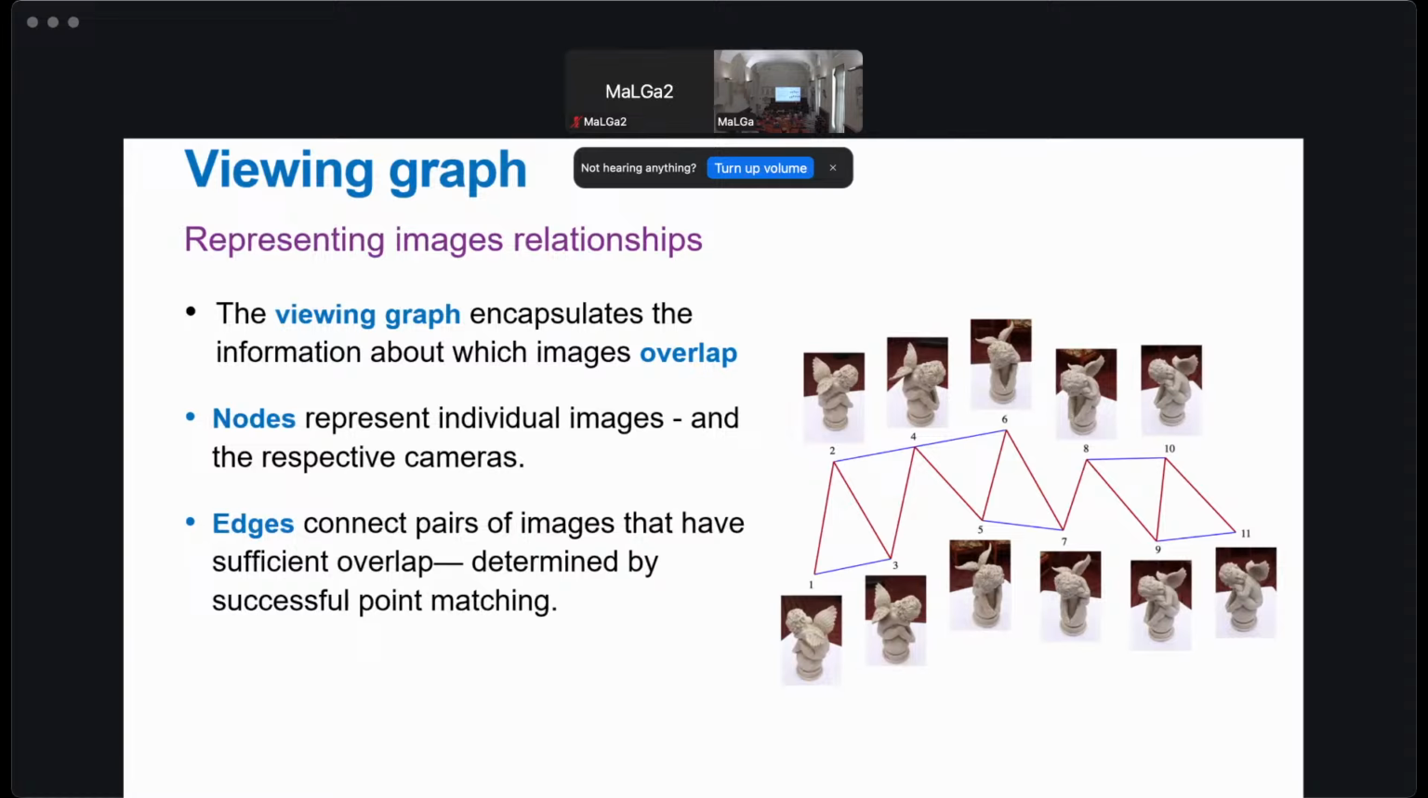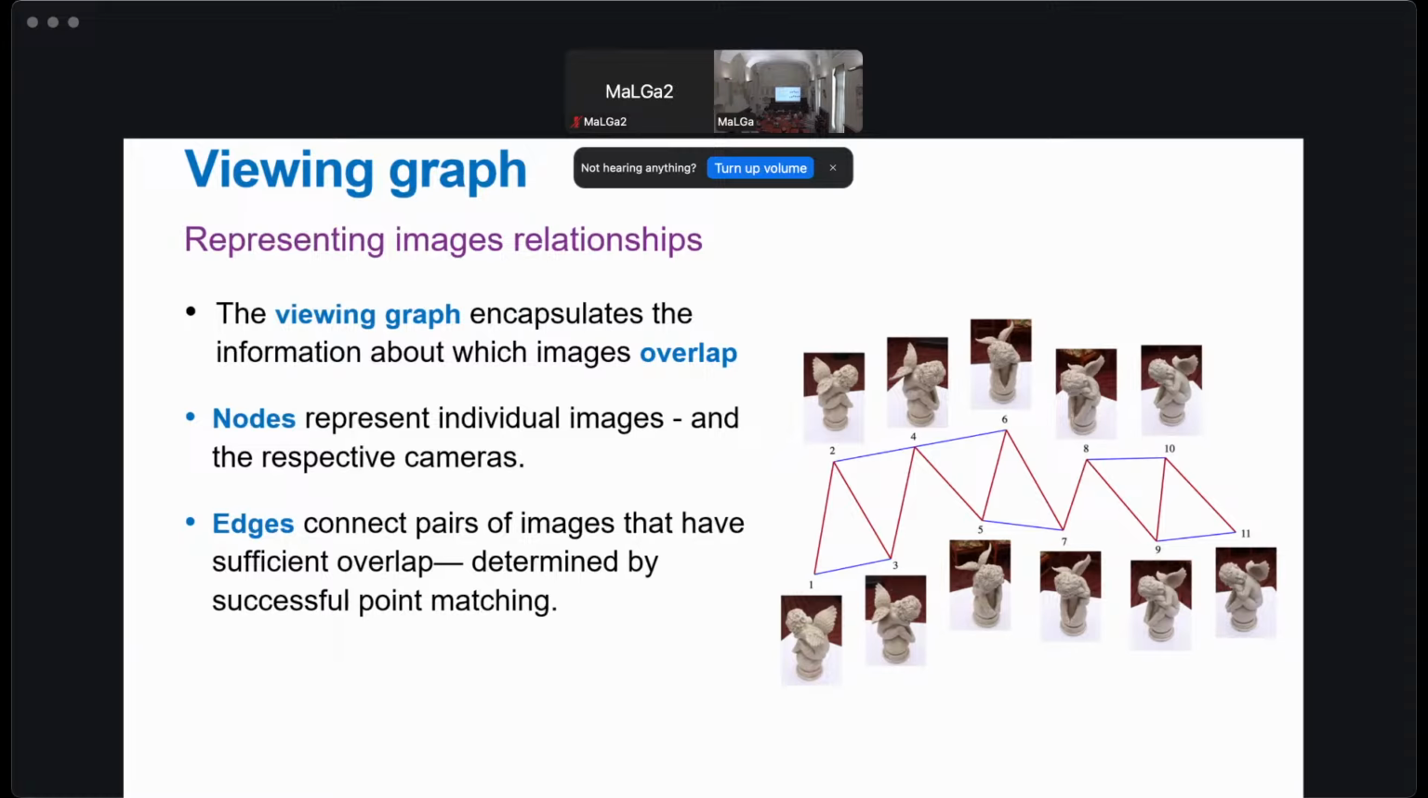These constraints between corresponding pairs can be represented as a graph. It's called the viewing graph or the epipolar graph, where nodes are images and edges are constraints linking pairs of images. You have an edge every time two images have sufficient overlap to allow the computation of a certain constraint, called the fundamental matrix or the essential matrix. In this example, you see these 11 images connected in the viewing graph.